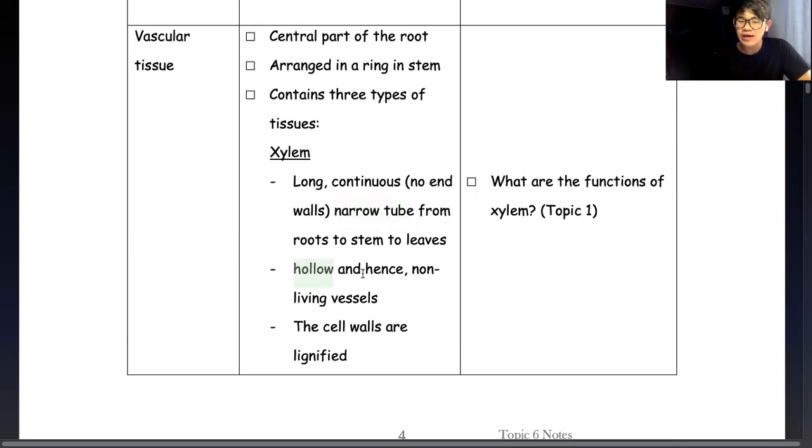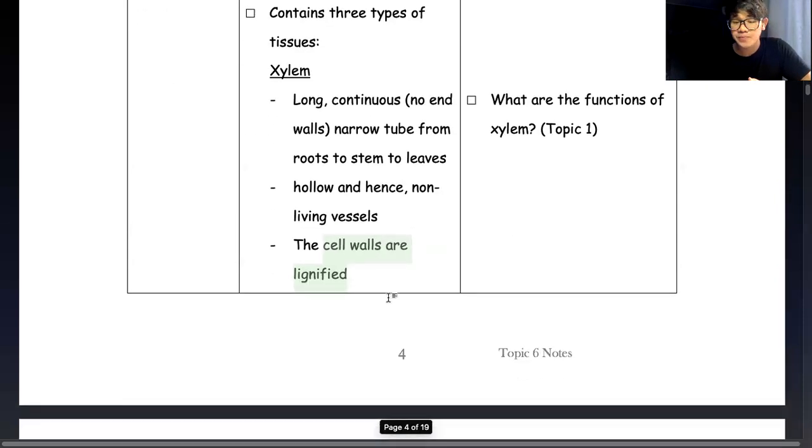It is also hollow and hence non-living cells. So hollow, maksudnya, ia straw. Tengah-tengahnya yang di dalam itu tidak ada isi. Okay, kalau ada isi, artinya ada cytoplasm, ada nucleus, ada anything else. So it's just a tube. It's just a straw. Okay, since it's just a straw, it's not living. And the cell walls are lignified. So you should be familiar with this.